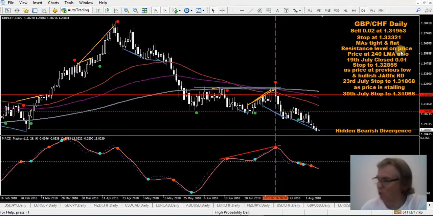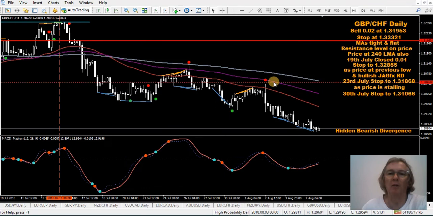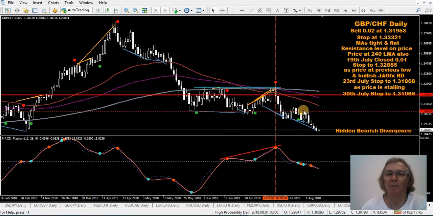Pound Swiss. Well, I've been in a sell trade all this morning. All I've done is move my stop down to this level here, 1.30458. There's plenty of profit on the table. I'm just trying to lock it in. Again, you can go to a 4-hour chart. You can see it's a bit more obvious on there. It's in that area there. So all I'm doing is locking in a bit of profit on this sell trade, Pound Swiss.